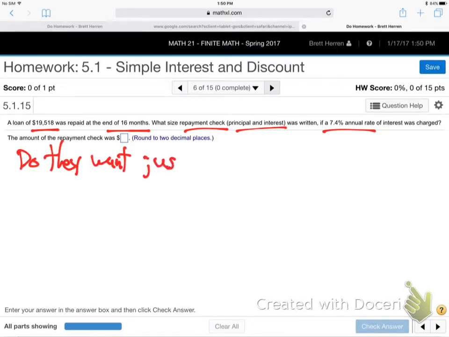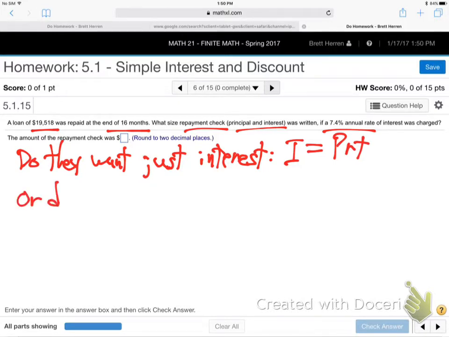just interest? And I'll give you a formula for both to make it easy. This is probably what I would put on my 3x5 card if I was you for the next test. Do they want just interest? If so, then it's just I equals PRT like we've been using. Or do they want interest plus original principal?